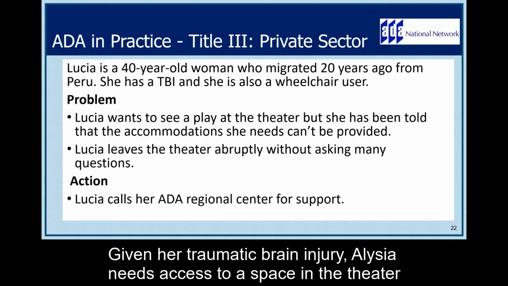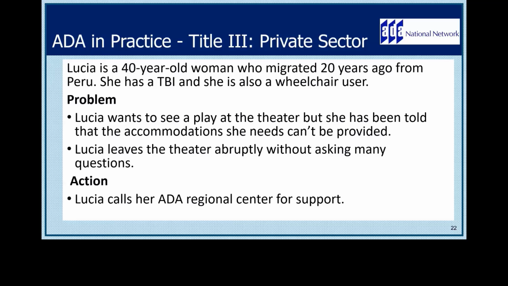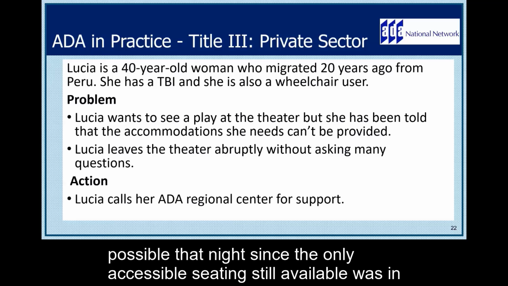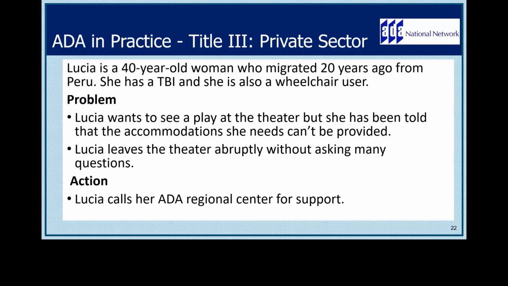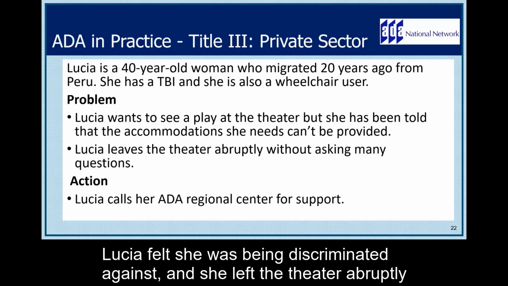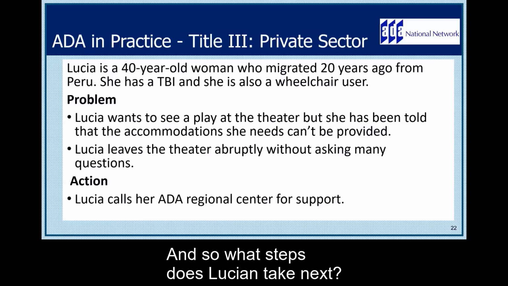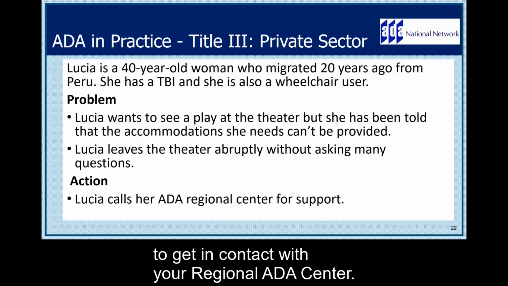Given her traumatic brain injury, Lucia needs access to a space in the theater where the bright stage lights would not shine onto her. However, when she went, she was told that the accommodations she needed were not possible that night, since the only accessible seating still available was in the front of the theater where the lights would be the brightest. Lucia felt she was being discriminated against, and she left the theater abruptly without asking many questions. So, what steps does Lucia take next? The next day, one of Lucia's friends told her to get in contact with her regional ADA center.